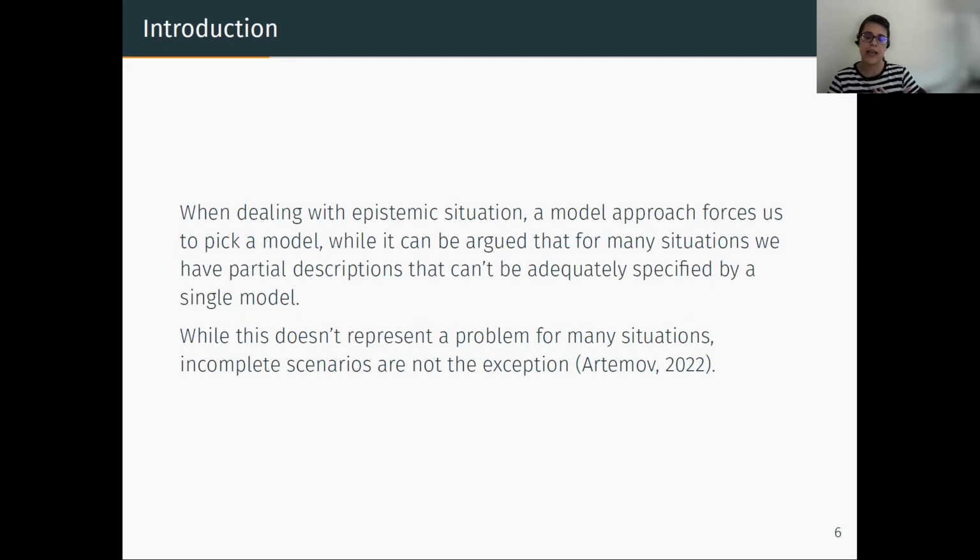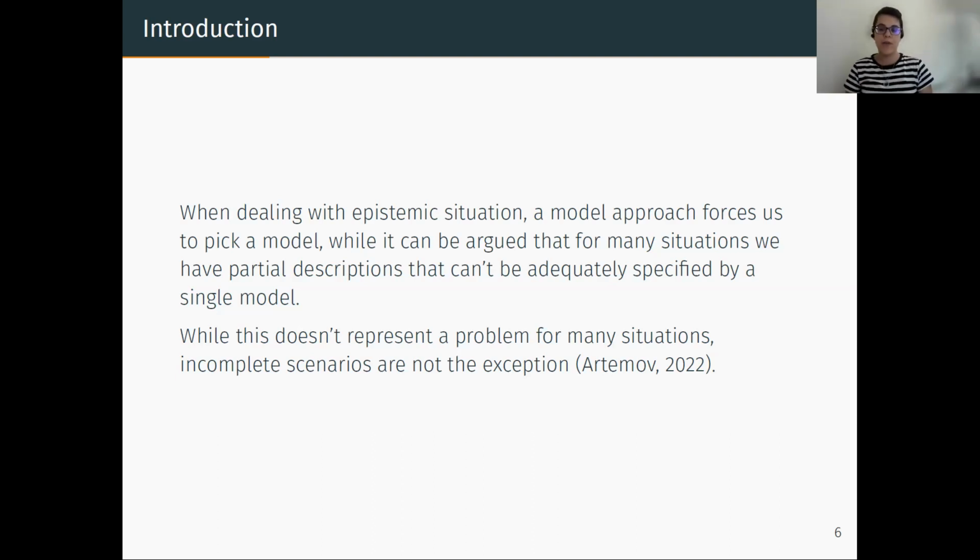It is more natural to the way information works. But also there is another disadvantage of dealing with epistemic situations in model approaches: it forces us to pick a model. We can argue that for many situations that we want to model, we actually have partial descriptions that can't be adequately specified by a single model. Although in many situations this isn't a problem, there are incomplete scenarios, and epistemic situations are not an exception to the rule. They actually happen a lot.